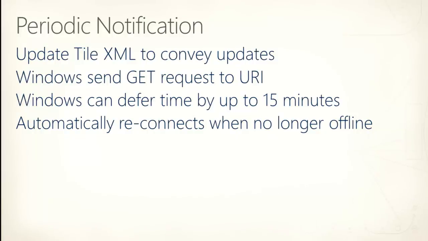How does this work? So we update the tile XML to convey the update. Windows actually goes out and it sends a GET request to some URI that you define. Now, Windows can defer this by up to 15 minutes, so it's a time frame, right? So don't be expecting it to occur exactly when you do it, because it'll do it when it gets around to it. If you're disconnected or you're offline, it will automatically do it when it reconnects.